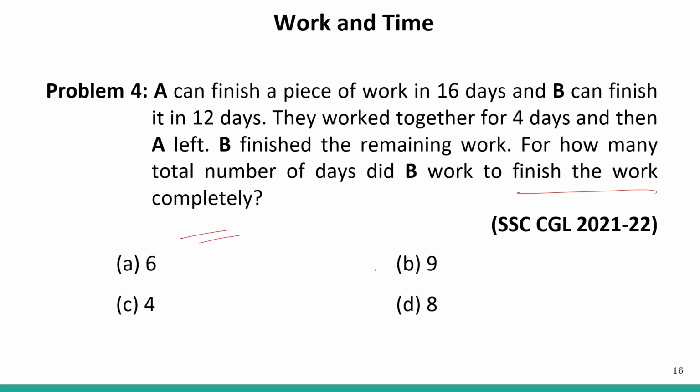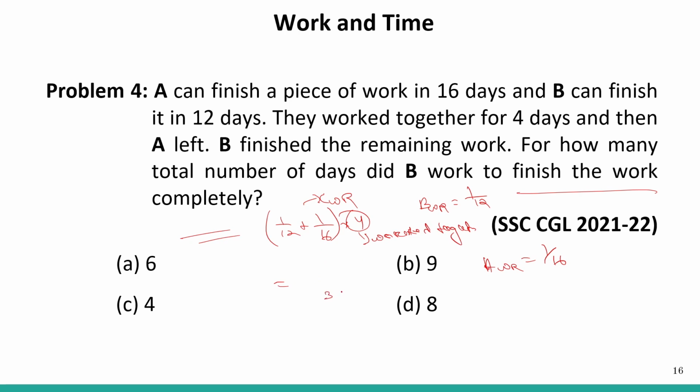So A can finish the work in 16 days, so A's work rate is equal to 1 by 16, right? And B's work rate is equal to 1 by 12. So they both work together for 4 days. Okay, so 1 by 12 plus 1 by 16 into 4. This is their combined work rate, CWR, and this is the number of days they work together. The LCM is 48, so it will be 3 plus 4 into 4. So this will be 7 by 12.